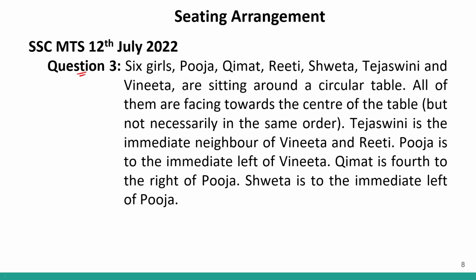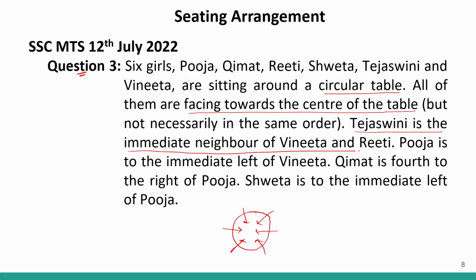Coming to question number 3. Question number 3 says that there are 6 girls, Pooja, Kimat, Riti, Shweta, Tejaswini and Vinita, and they're sitting around a circular table, all of them facing towards the center of the table. So 6 people facing towards the center, 1, 2, 3, 4, 5, 6. It is given to us that Tejaswini is the immediate neighbor of Vinita and Riti. So again, let's say Tejaswini is over here, Vinita can be here and Riti can be here.